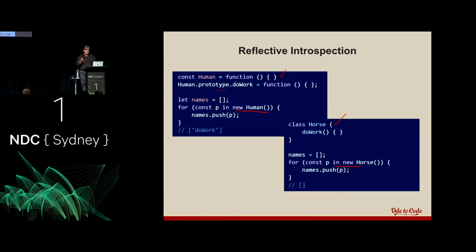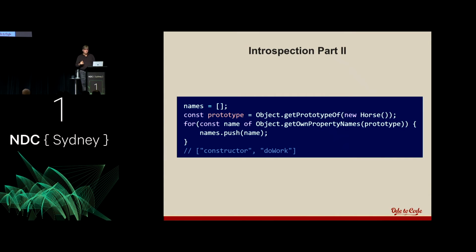And that trips people up a bit. What if I really wanted to do that? What if I really wanted to for in over a horse and find out what's inside of it? Well, I can't exactly for in, but what I can do is use Object.getPrototypeOf an instance of a horse. And then there's an API, Object.getOwnPropertyNames, on that thing that I get back from getPrototypeOf. And this is if I want to find the available methods on an object. That would actually tell me, in addition to do work, about the constructor too. So it's telling me, yes, there's a constructor there and there's a thing called do work there.